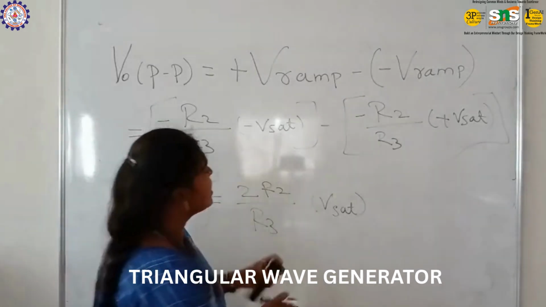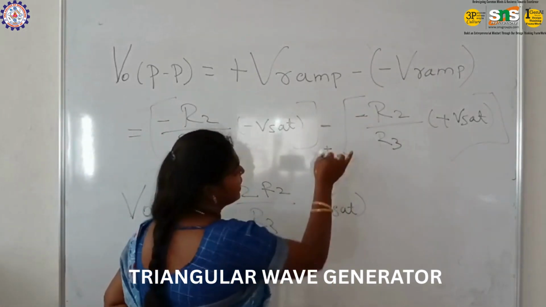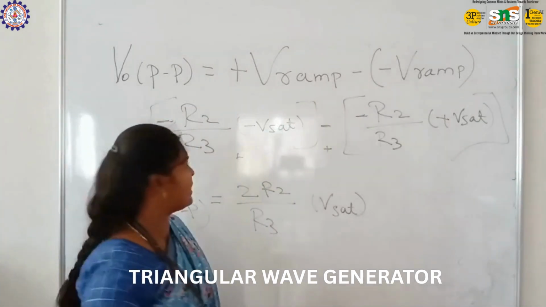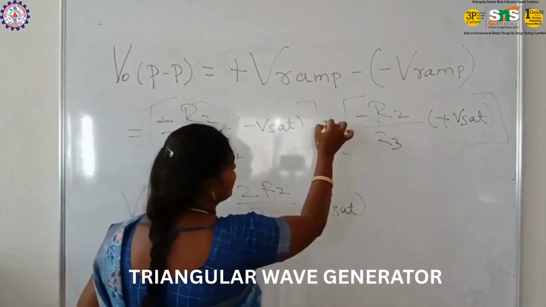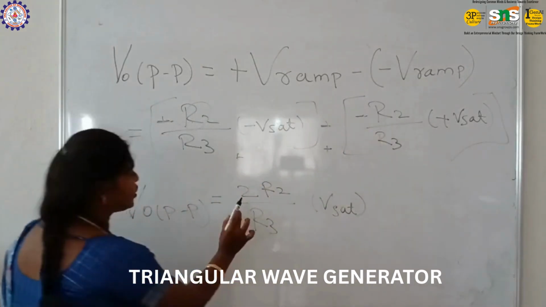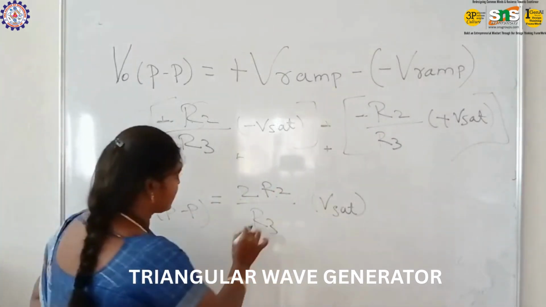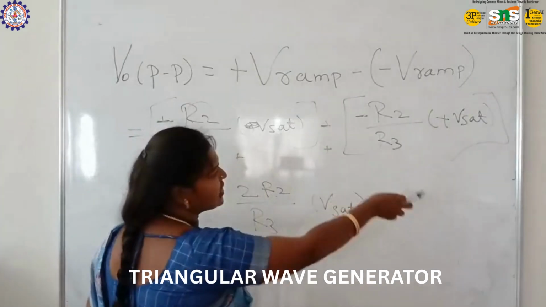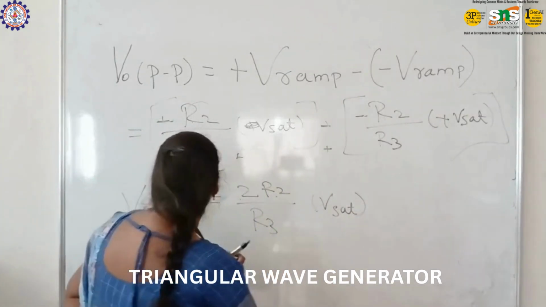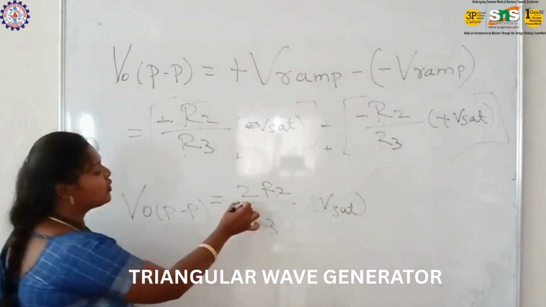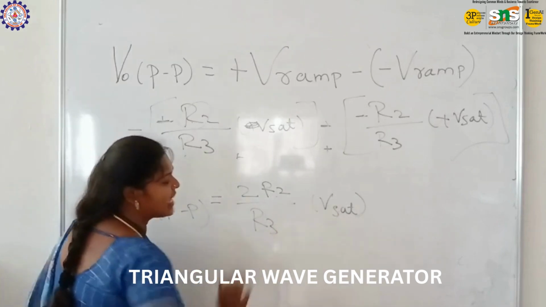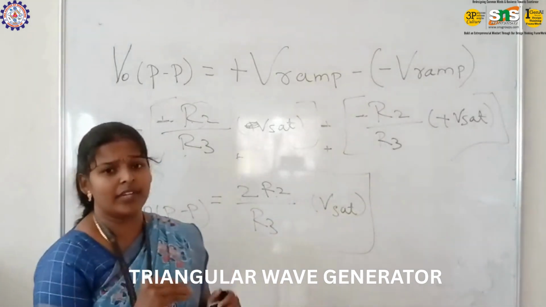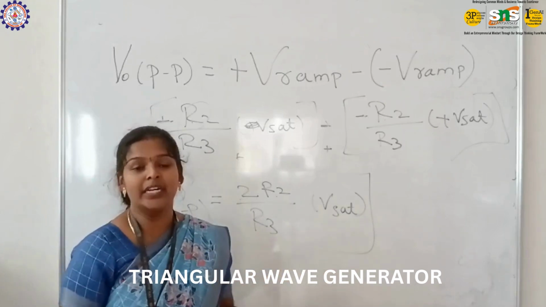Next, this minus and this minus become positive, as well as this minus and this minus. So R2 plus R2 is written as 2R2. R3 and R3 is the same, so it's written as R3. The V saturation also becomes positive, and V saturation and V saturation means only one V saturation. So the V0 peak to peak value is 2R2 by R3 into V saturation. This is the value of our amplitude. Firstly, we found the amplitude value here.